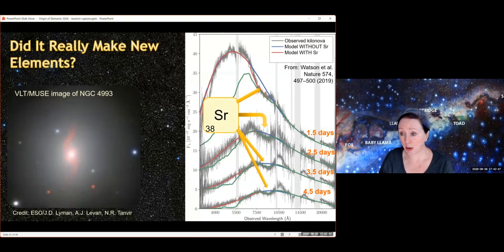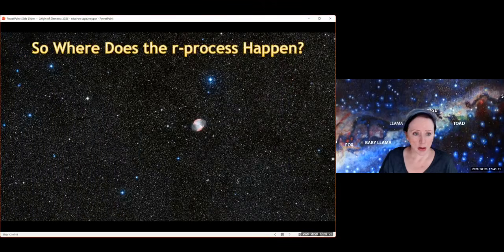Here is our strontium. Here is that dip in the spectrum. So basically, if there was no strontium there, it would be like the blue line. But with the strontium there, you get this dip. And so you can see the strontium is starting to form. And so what we're seeing here is that astronomers have been able to identify strontium in the ejecta of this neutron-star merger. So let's go back to the question we started with.